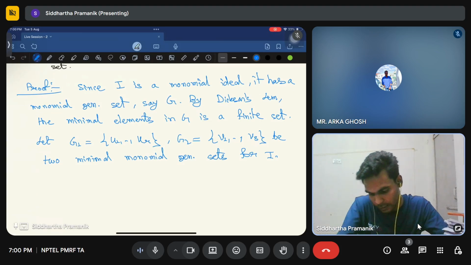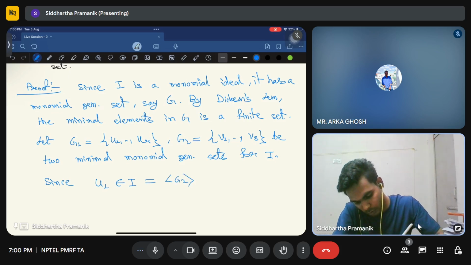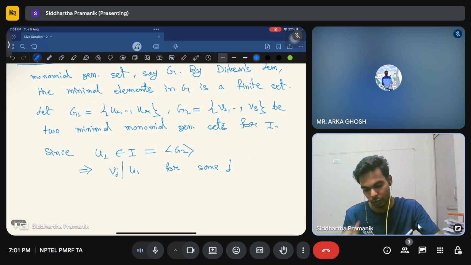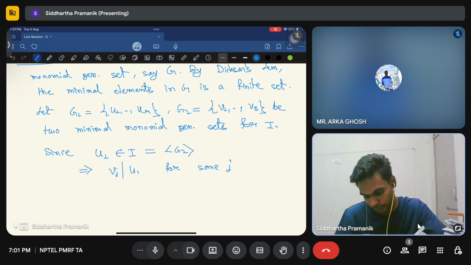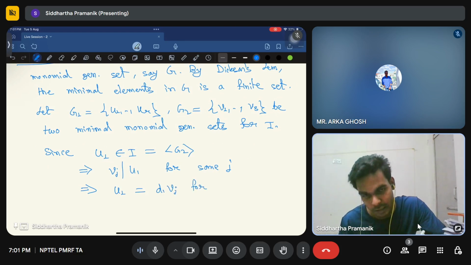To prove this, since U1 belongs to I and I is generated by G2, this will imply that some Vj will divide U1, because U1 is a monomial and U1 belongs to the ideal generated by this set. So this will imply U1 equals some D1 times Vj, where D1 is a monomial.